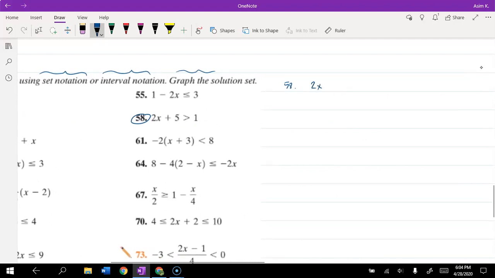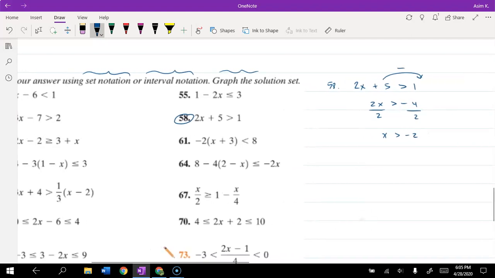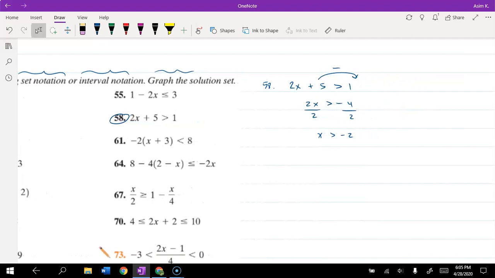You've got 2x plus 5 is greater than 1, all right? So I'm going to subtract 5 on both sides, right? In other words, I'm going to move the 5 over, so it becomes negative. So it becomes 2x is greater than 1 minus 5, which is negative 4. And then I'll divide by 2 on both sides, and I'll end up with x is greater than negative 2, all right? Now, we're going to go ahead and write this in interval notation.